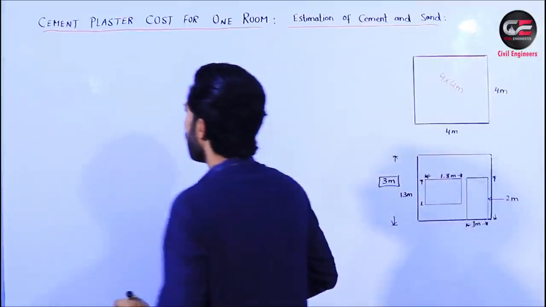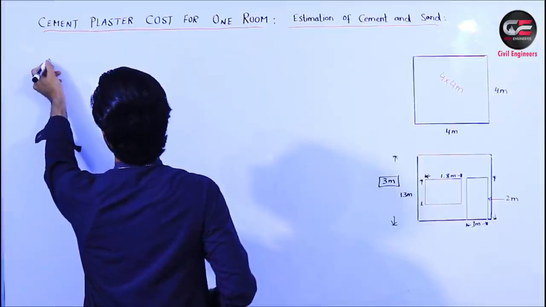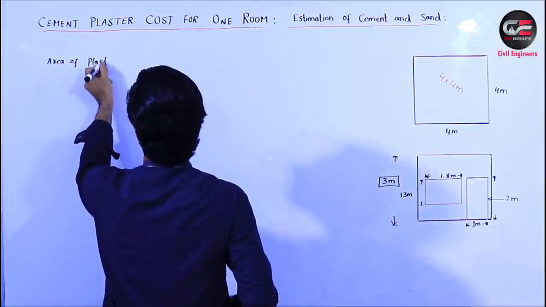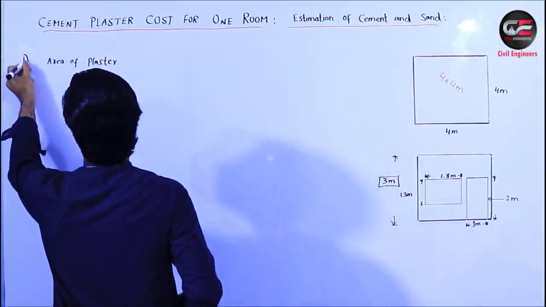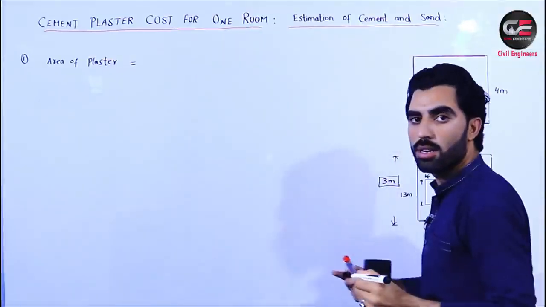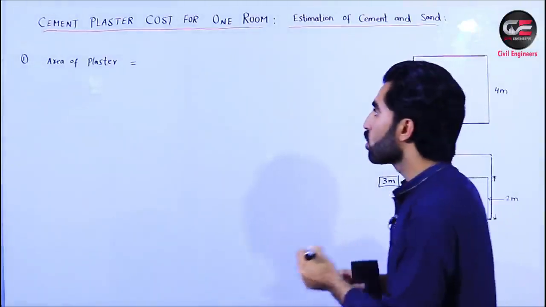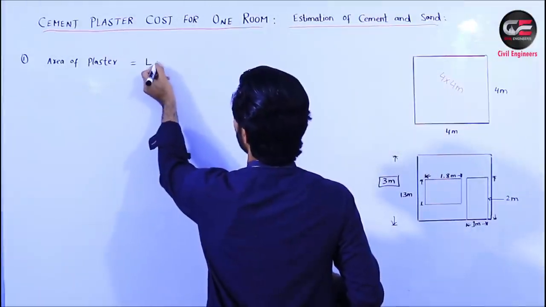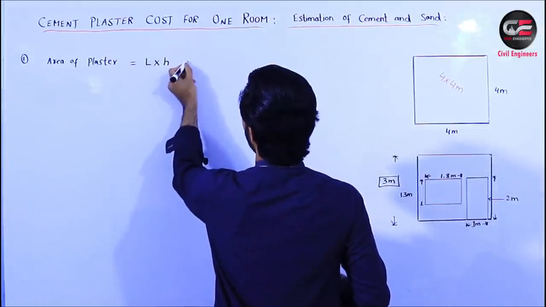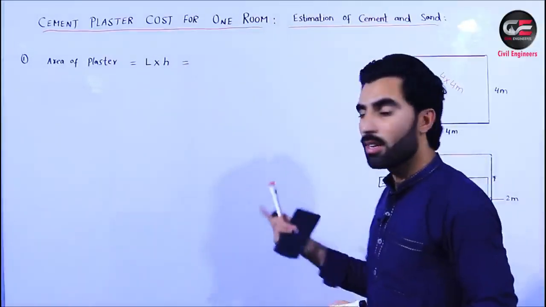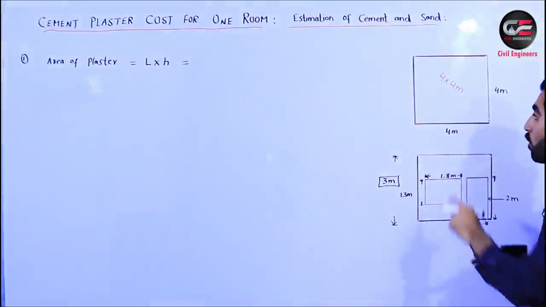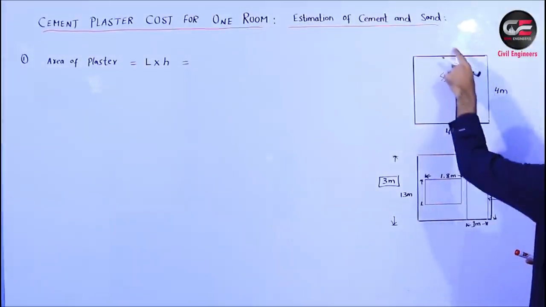So let's start guys. First of all, we need the area of plaster. So how can we find the area of plaster? This is the first point. As you know, the area of the plaster we can find with length multiply height. How can we find the total length? Because we have this room, one side is 4 meter, the other side is also 4 meter. So 4 meter multiply 4 sides, because 1, 2, 3, 4 sides we have.